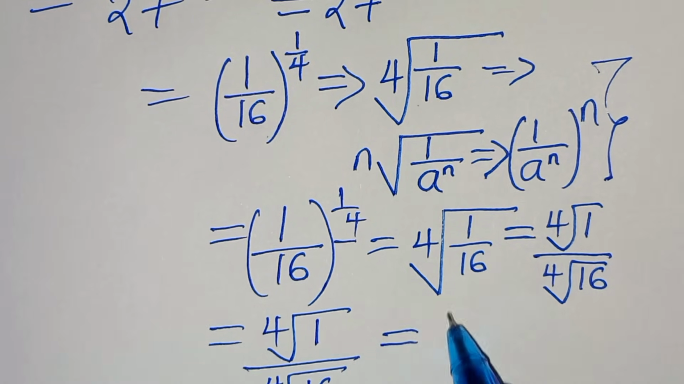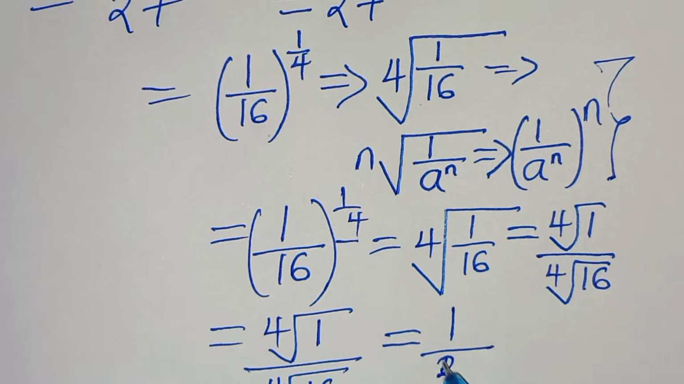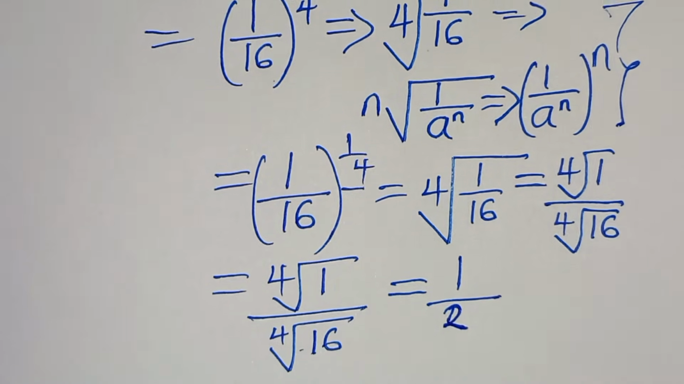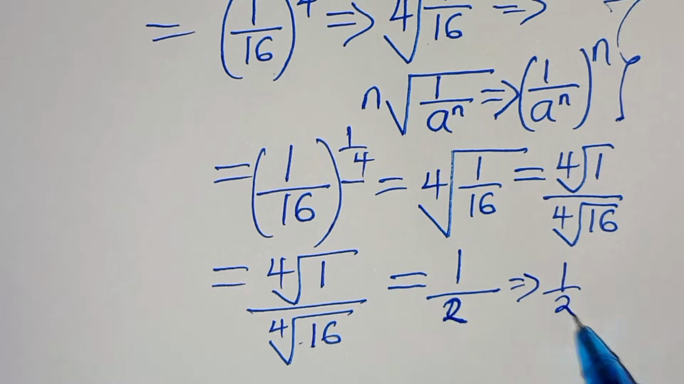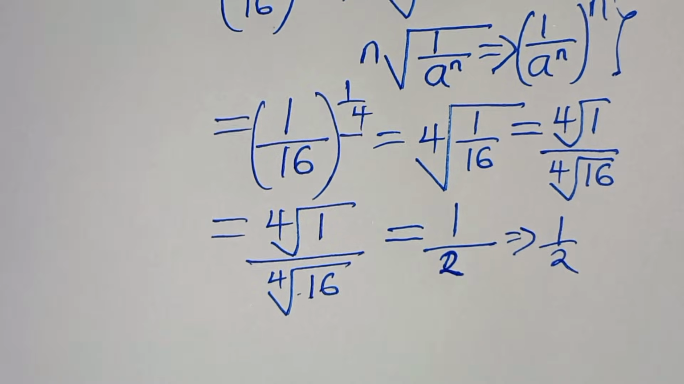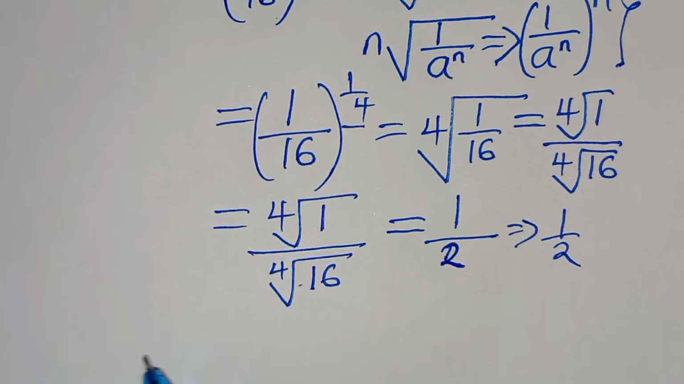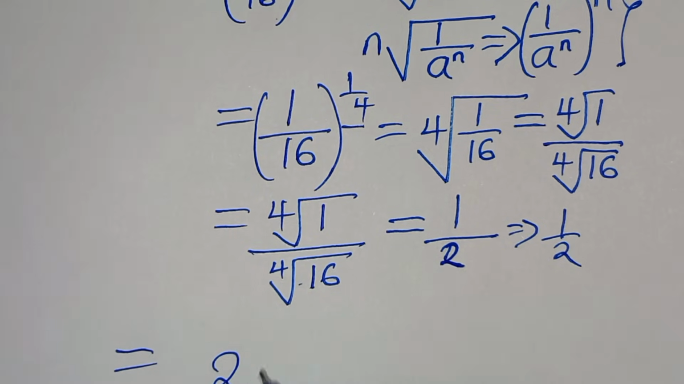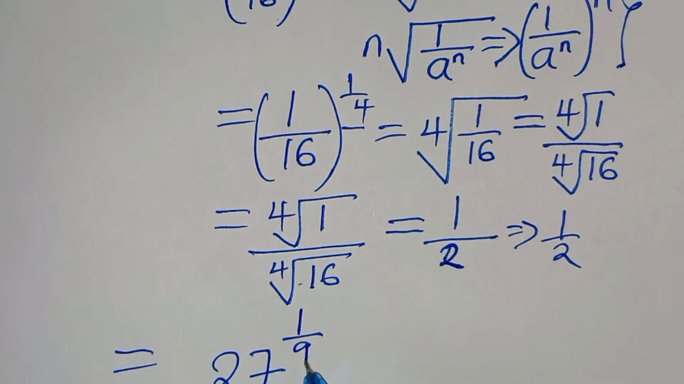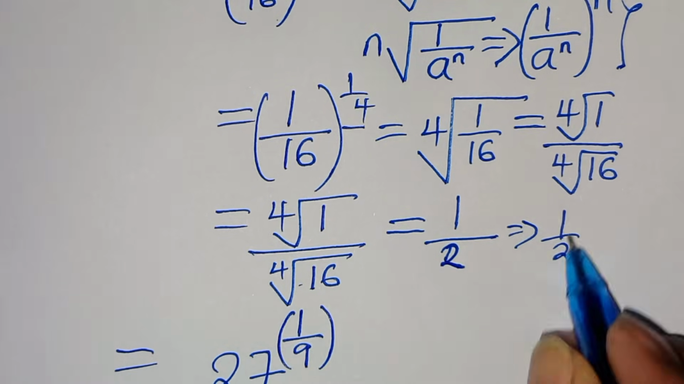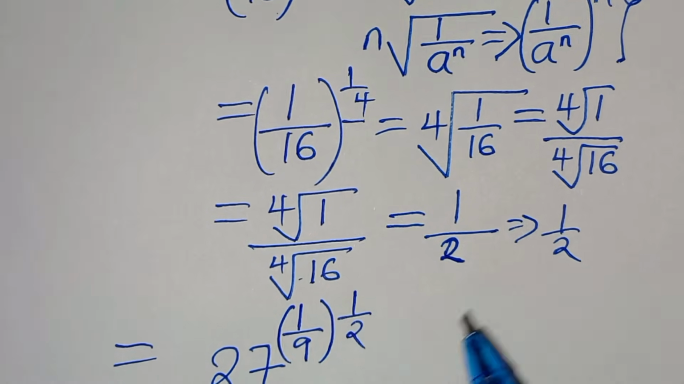And this is equal to 1 over 4, that is 1 over 2. The fourth root of 16, this is 2. So this is the same thing as a half. So let's substitute this half. Then we have 27 raised to the power of 1 over 9, then raised to the power of a half from here.